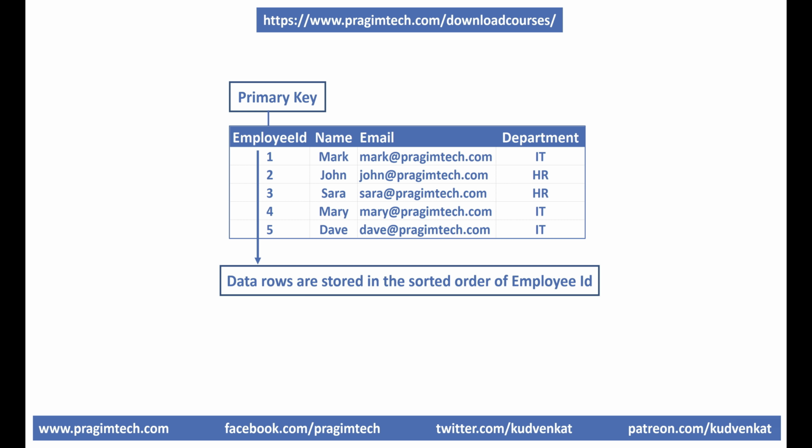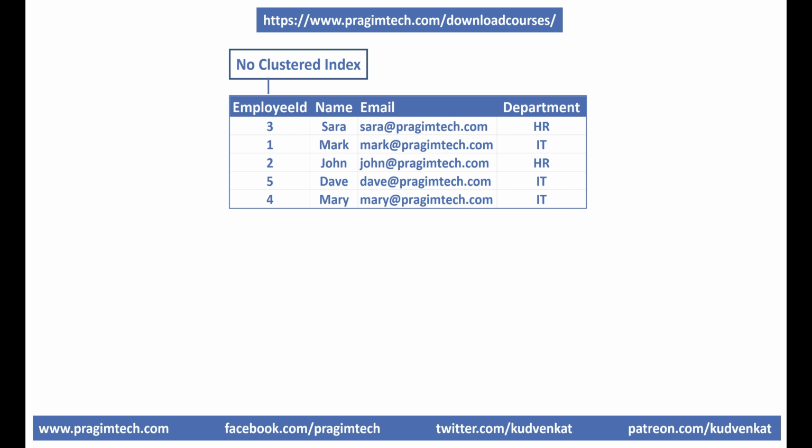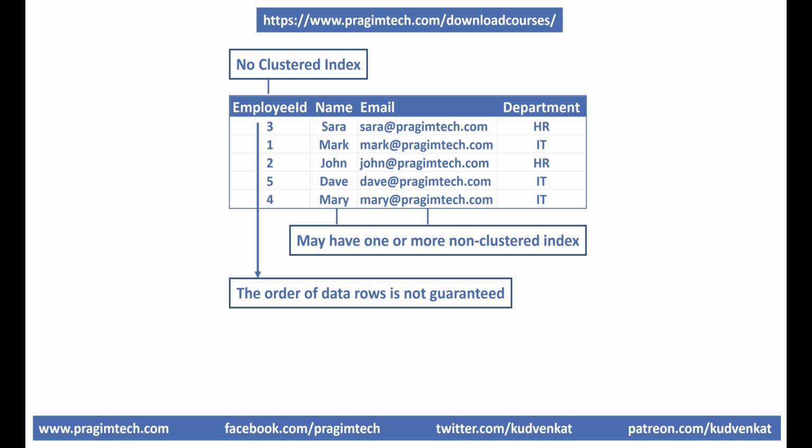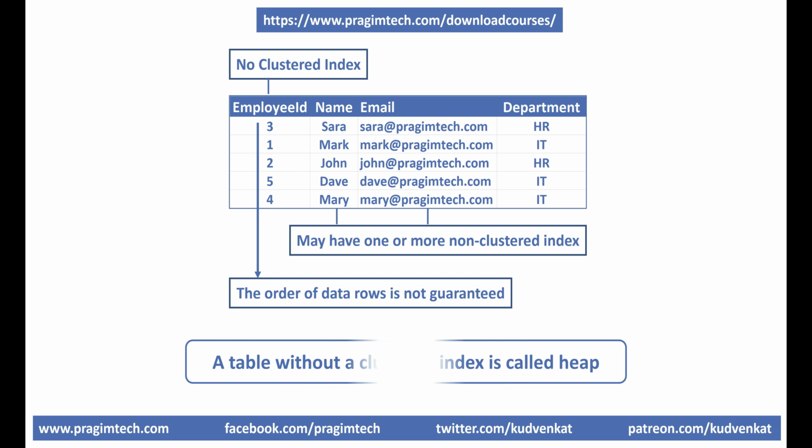Now, before we understand what is a heap table, let's first understand what happens if we don't have a clustered index on a table. Well, it is the clustered index that determines the order in which data rows are physically stored in a table. Without a clustered index, the data rows are not guaranteed to be in any specific order in the table. This kind of table is called a heap. It may have one or more non-clustered indexes, but if it doesn't have a clustered index, then such a table is called a heap table or just heap. So, in short, a table without a clustered index is called a heap.